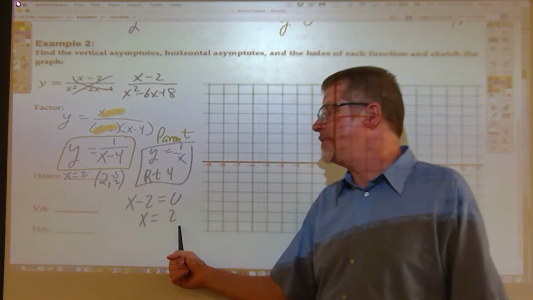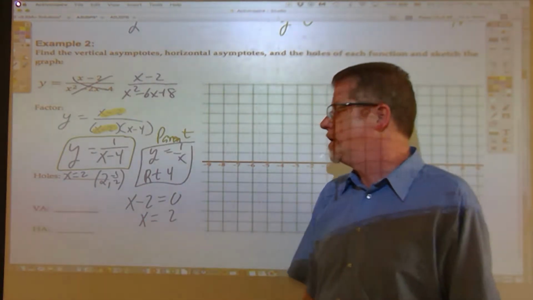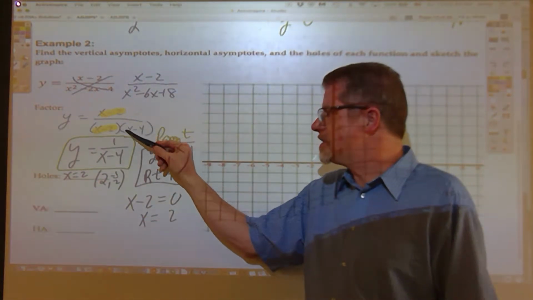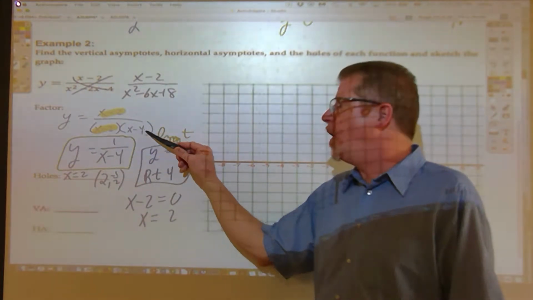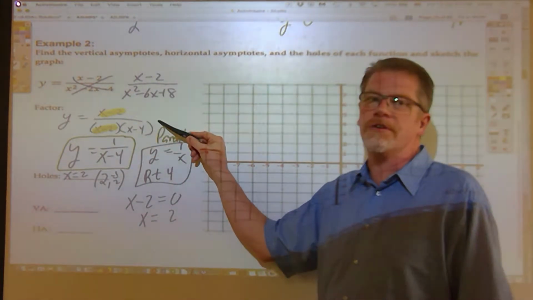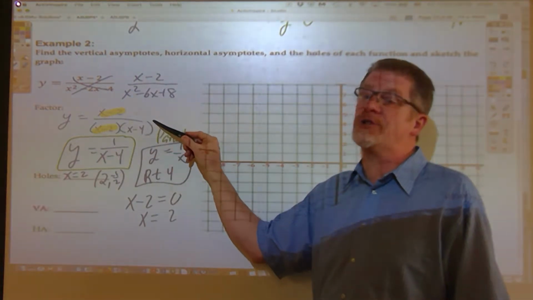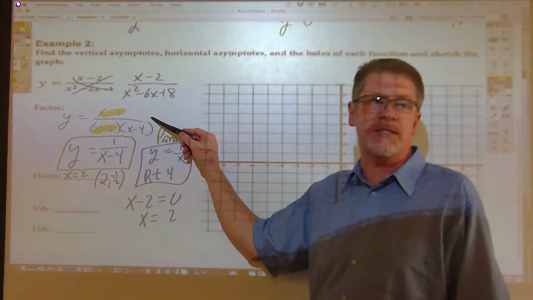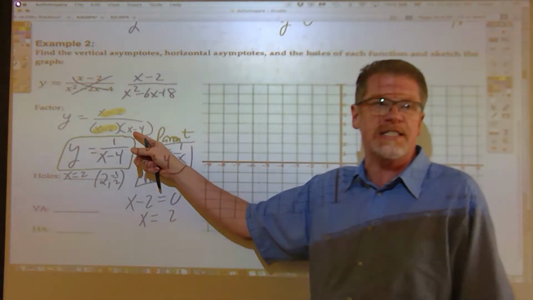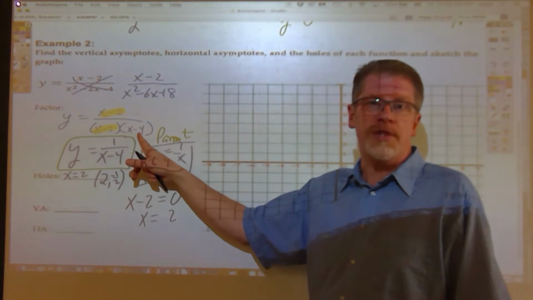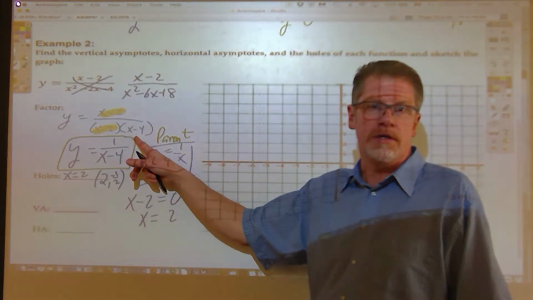Feel free to do that. Same thing, vertical asymptote. I mean, you're spying this. You see this factor here. What does this factor down here tell you about the equation of the vertical asymptote?